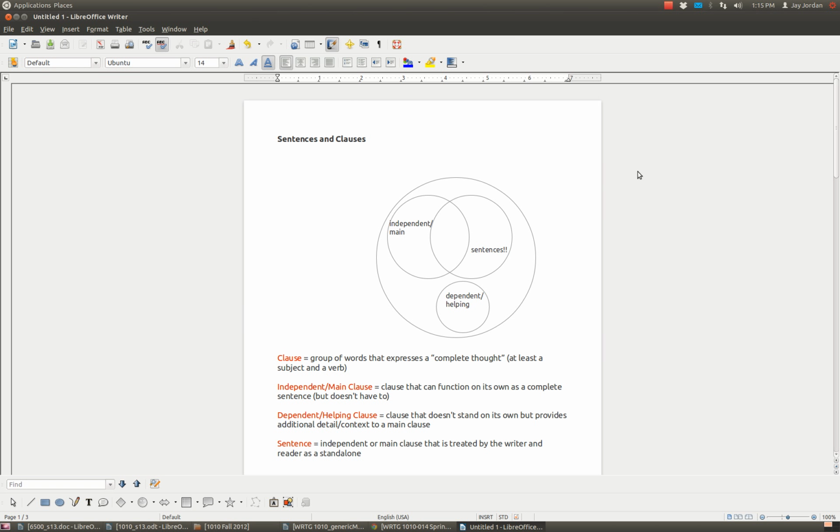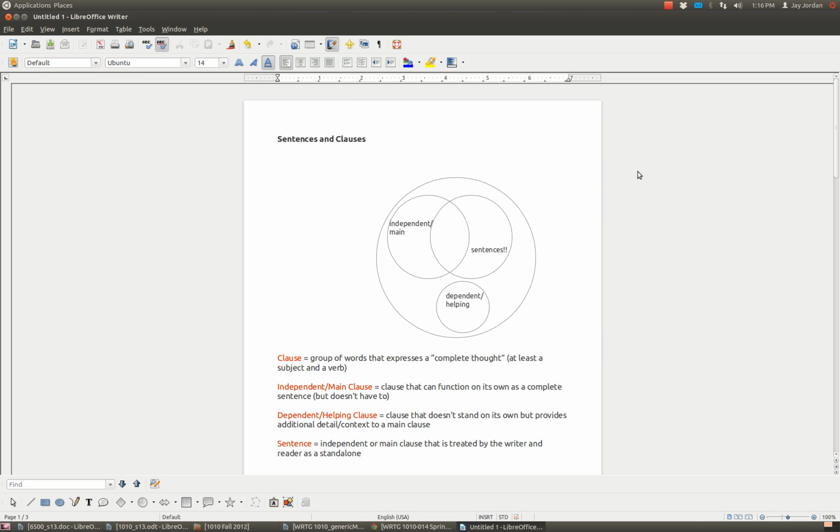A dependent clause, or a helping clause, which may be a more intuitive way to call it, is a clause that has a subject and a verb, but that can't stand on its own. What it does is very often provide additional detail or context to a main clause. So it can't be there by its own, but sometimes a main clause needs the help of a dependent or a helping clause really to flesh out the meaning.